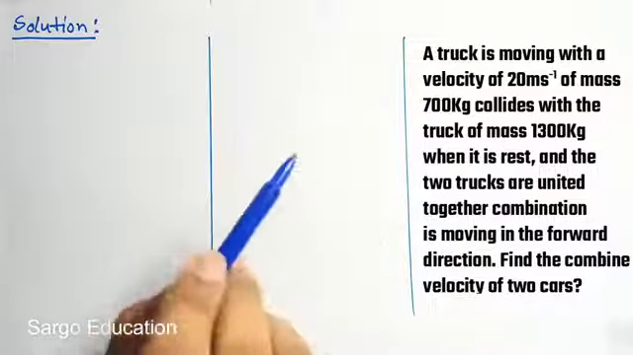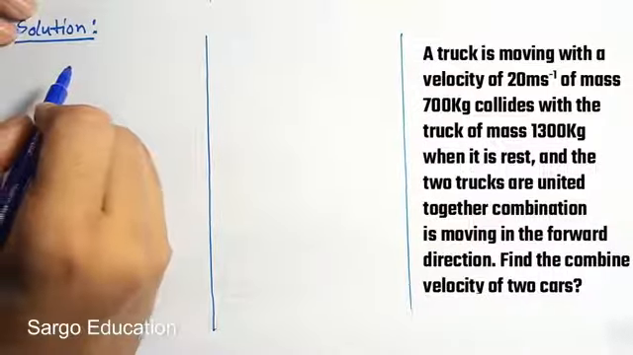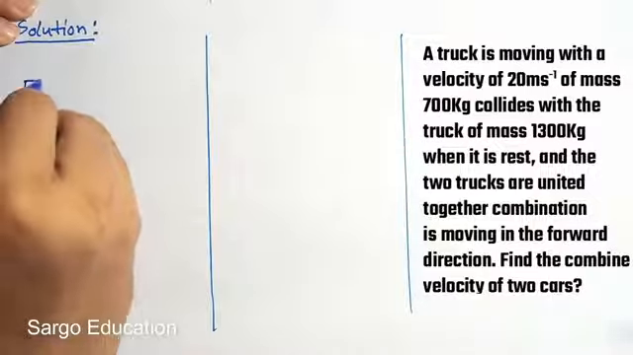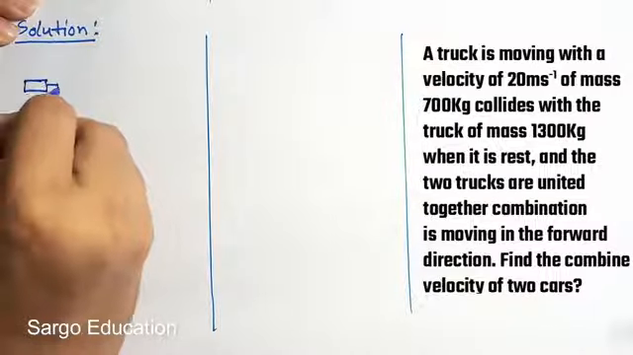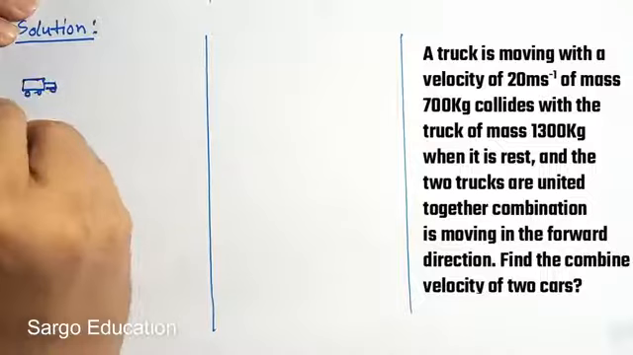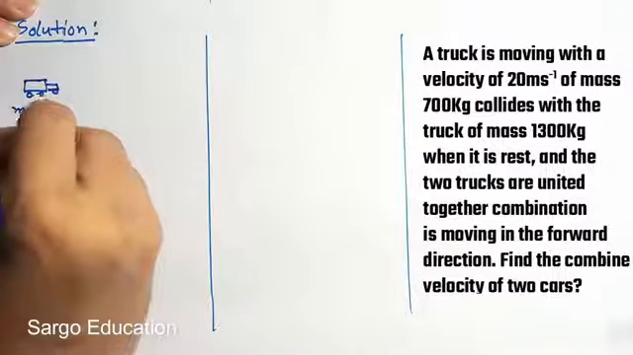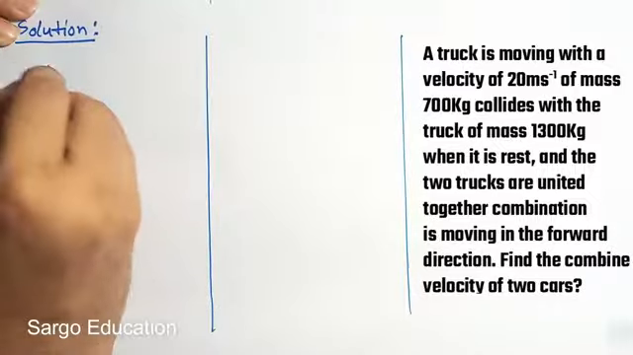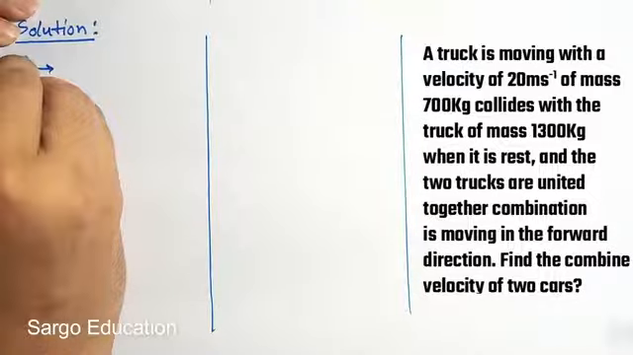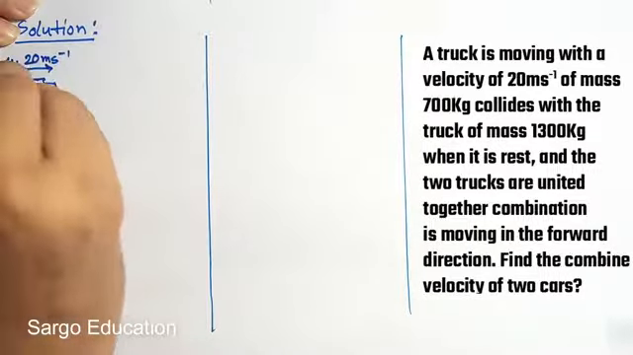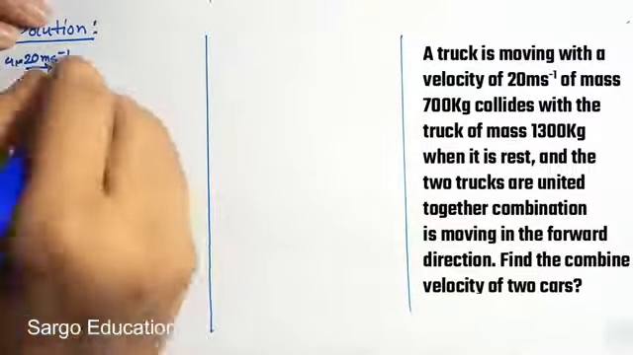Okay, now first we make a figure of this question. Here it is a truck of mass m1, 700 kg, and it goes forward with a velocity of 20 meters per second. That is, u1 is 20 meters per second.